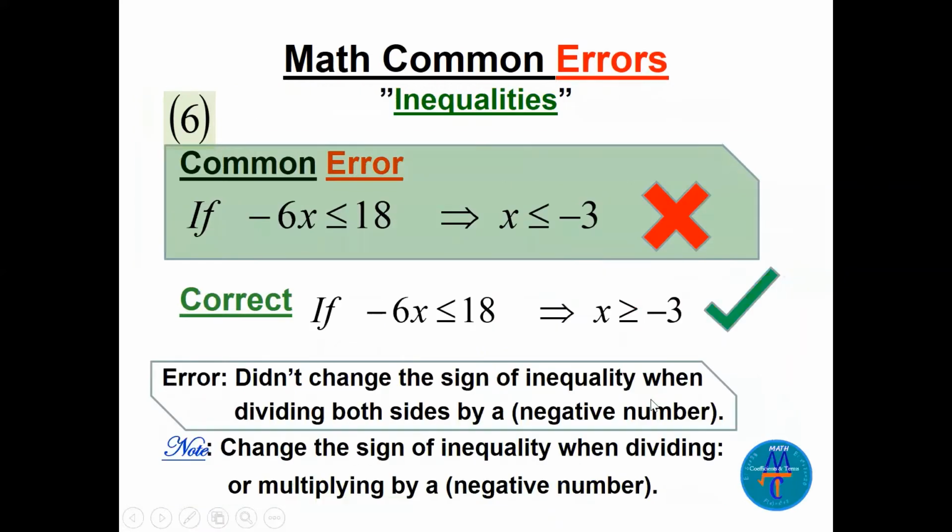You can check it. Number 6: if we have a normal inequality and you divide or multiply by a negative number, you have to change the sign. So minus 6x less than or equal to 18. If you divide by minus 6 and keep the sign, that's wrong. You have to change the sign of the inequality if you divide by a negative number or multiply by a negative number.